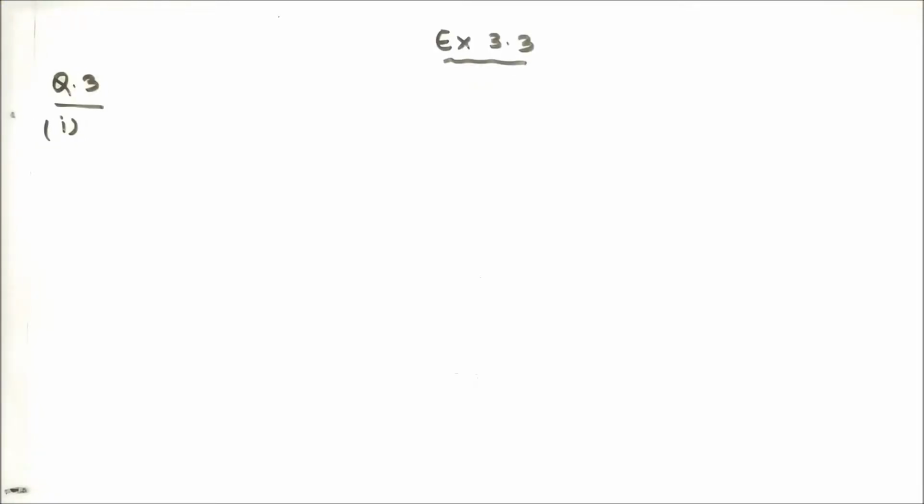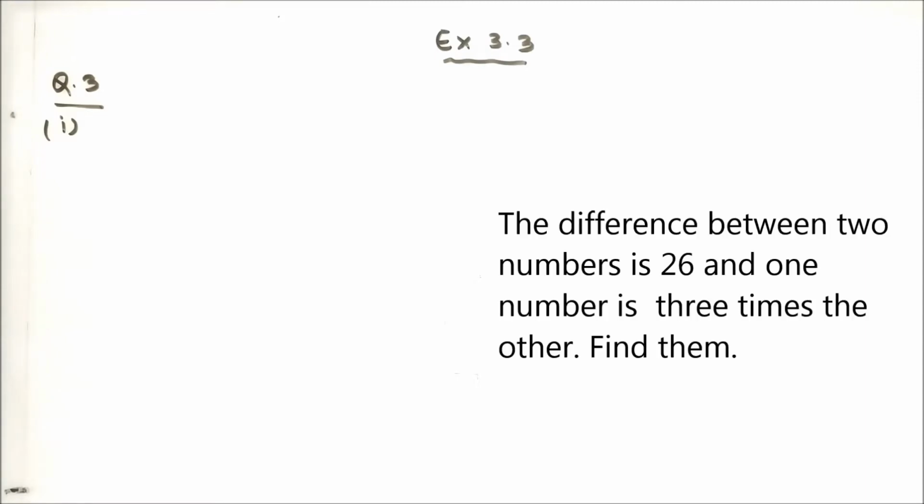Let us start with exercise 3.3, question number 3. Those are the word problems. You have to form the pair of linear equations for the following problems and find the solution by substitution method. So let us start with the first part. It says, the difference between two numbers is 26 and one number is 3 times the other. You have to find both the numbers.